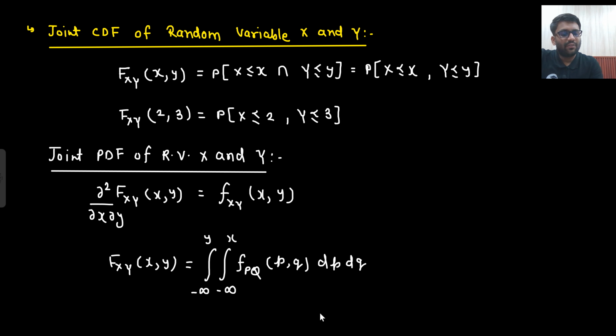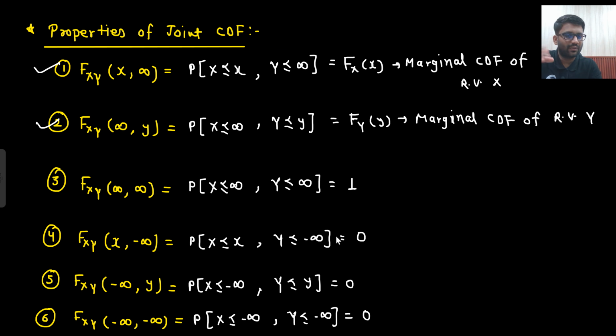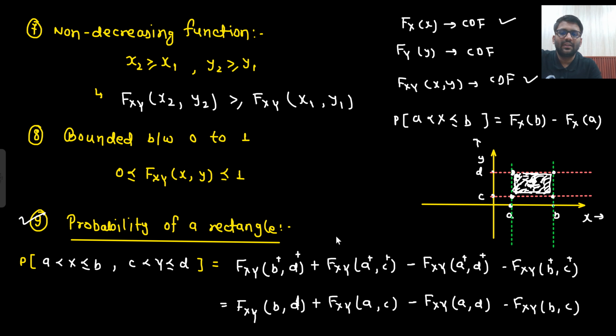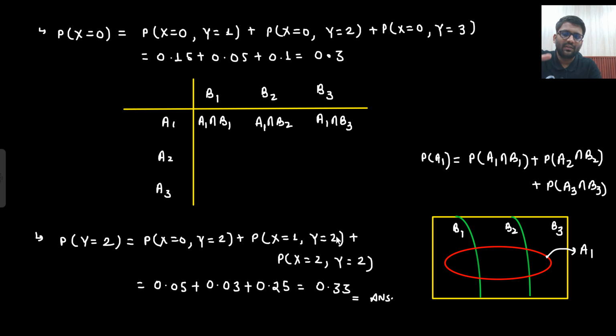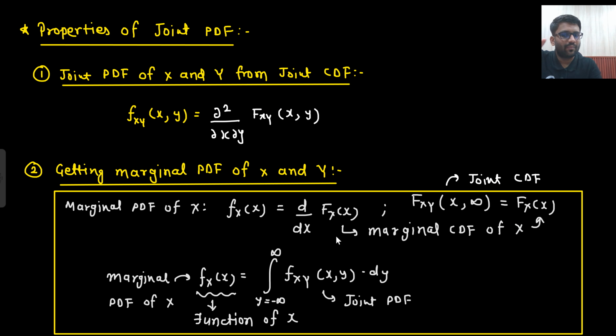If you partially differentiate it with respect to x and y, you will get the joint PDF of random variables x and y. And if you integrate your joint PDF, you will get your joint CDF. These are the properties which we have already seen. Then the formula for the probability of a rectangle, we just saw that we need to remember it. Otherwise, with respect to concept as well, you can solve it. Then we saw the properties of joint PDF, that partial differentiation of the joint CDF will be your joint PDF. Now this was very important.